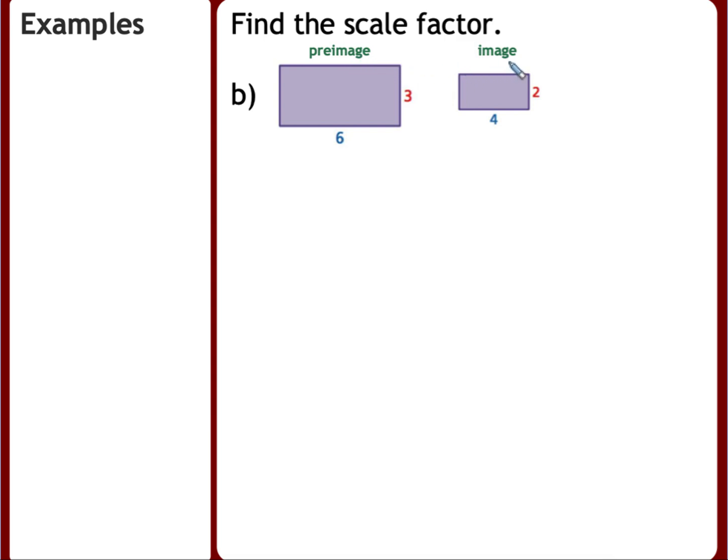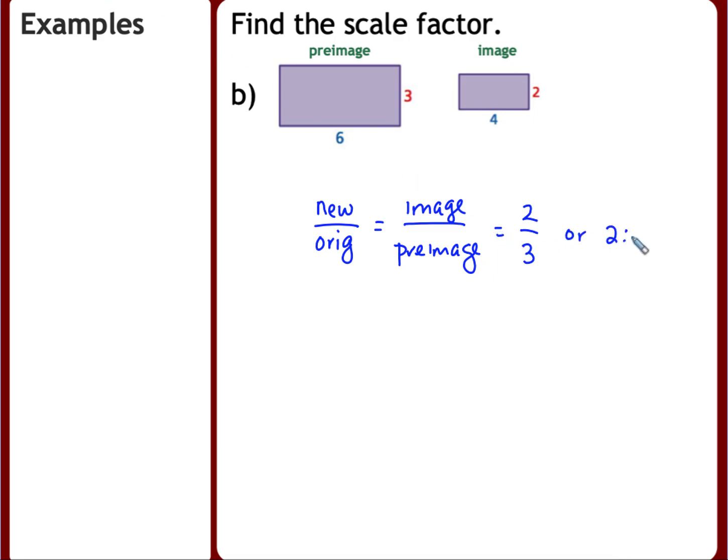So we have a pre-image to an image. So again, we can pick either side. These are both similar. So we're going to do new over original, which again is our image over our pre-image. Pick any side. This time I will just take the widths, because that's going to give me a simplified ratio right away, which is 2 to 3, which is equal, I'll just put or, written as 2 to 3.